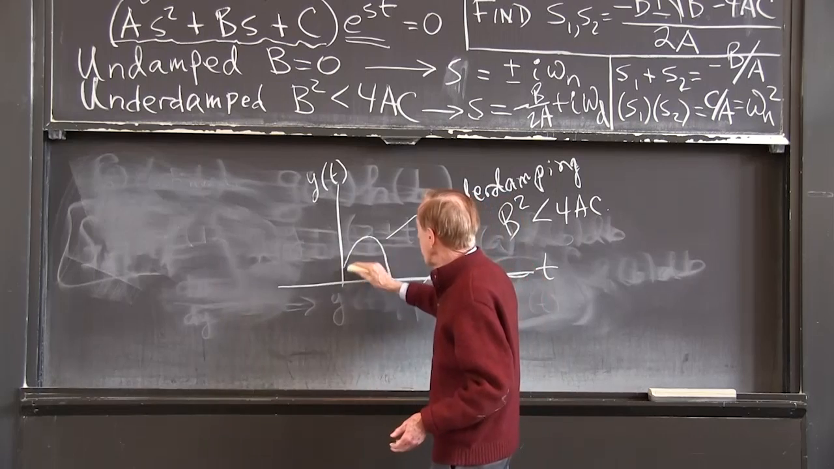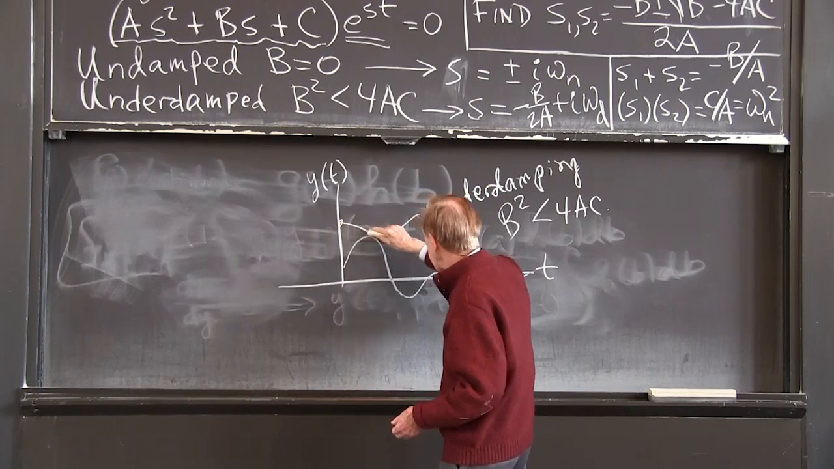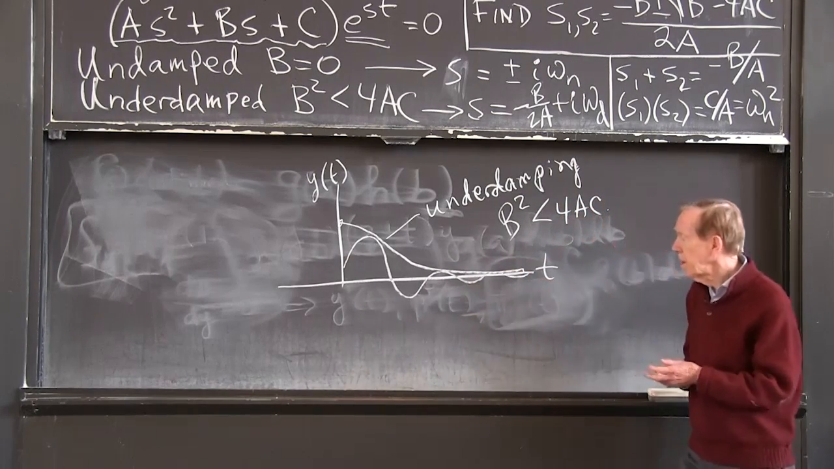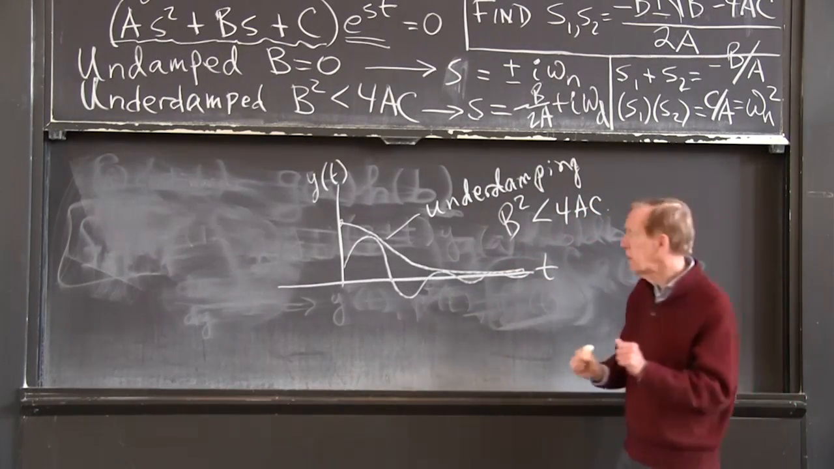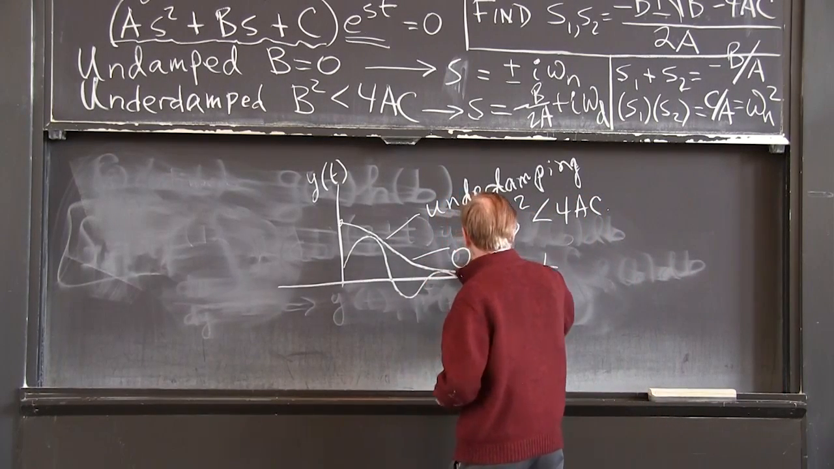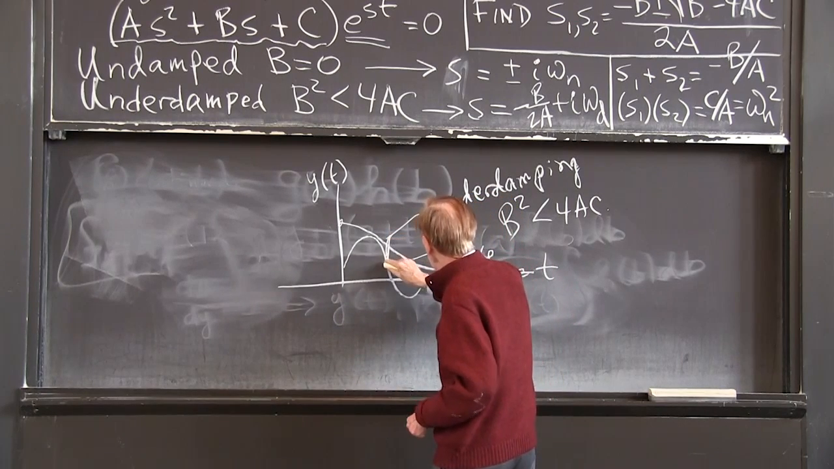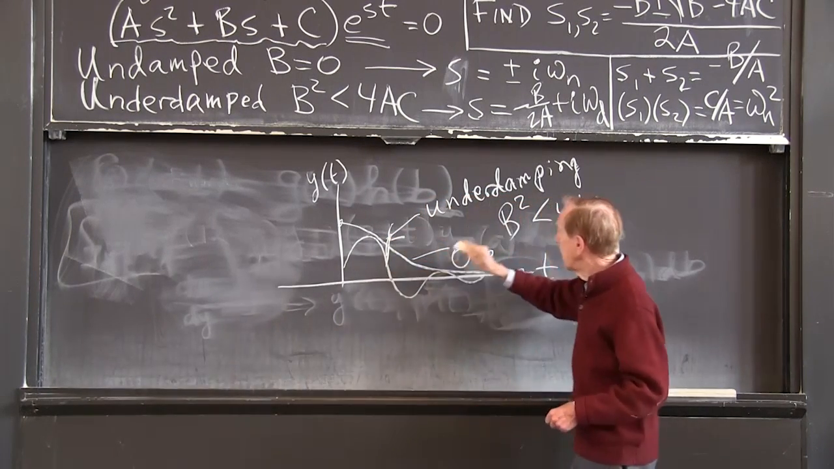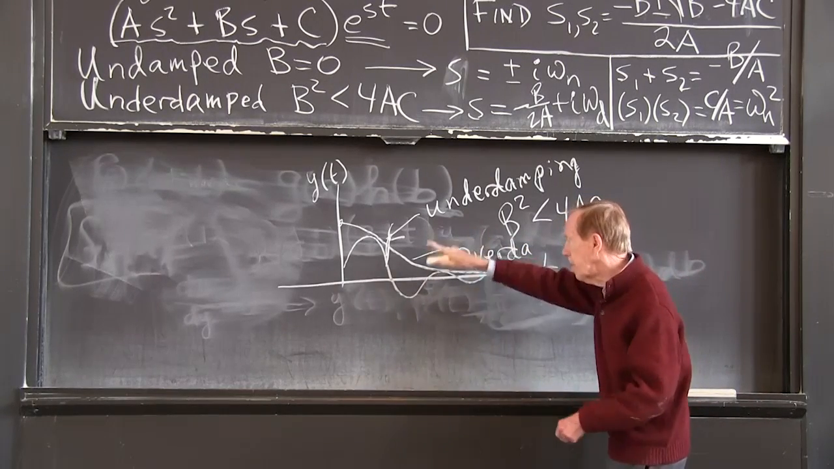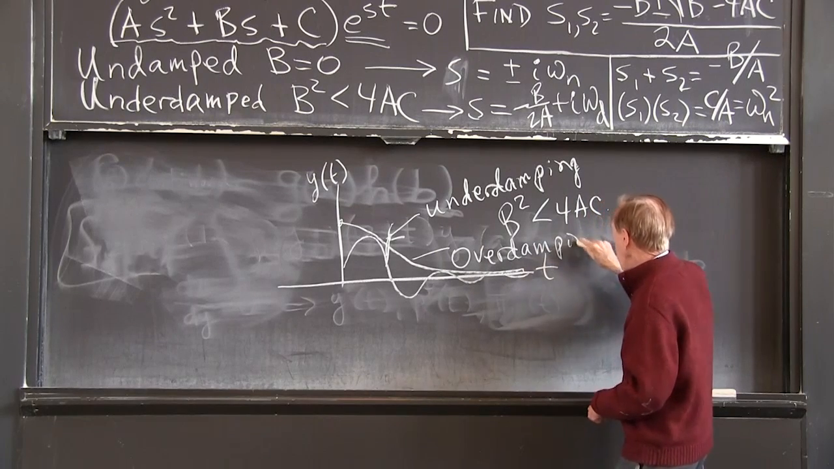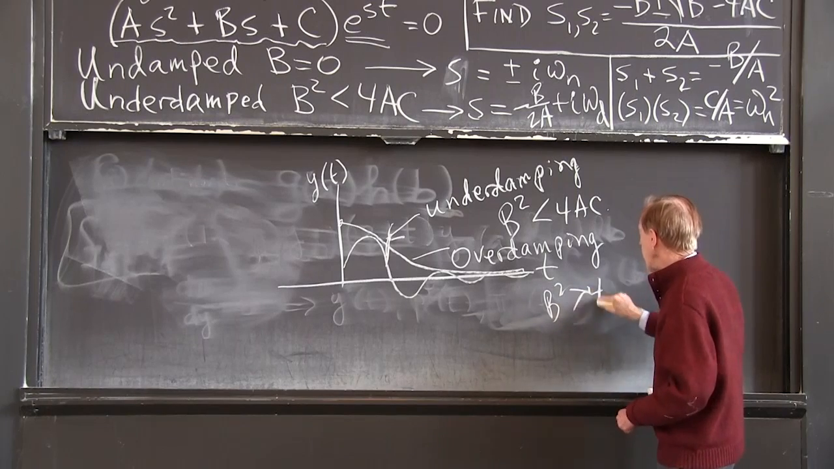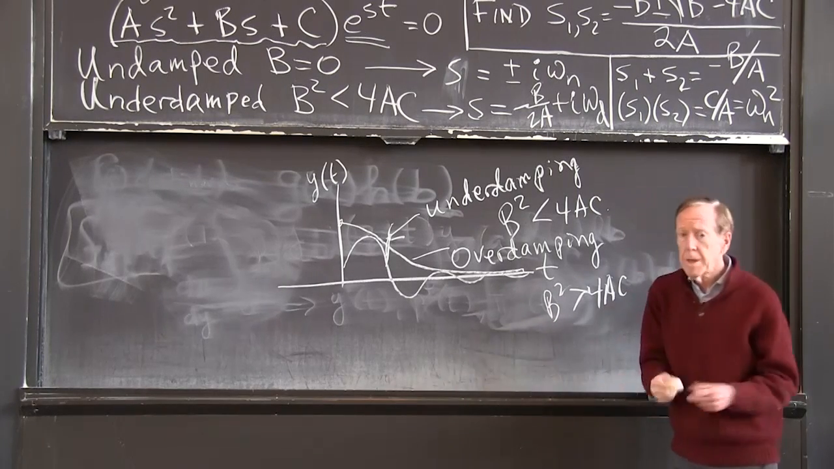Overdamping, if it starts, let's say here, it will go to 0, probably with no oscillation at all. It could have one oscillation, depends how it starts. So let me make this picture. That one is the overdamping. This guy is the underdamping. Underdamping still has oscillations. Overdamping has at most one crossing, and overdamping is B squared bigger than 4AC. Okay, there's more to do.